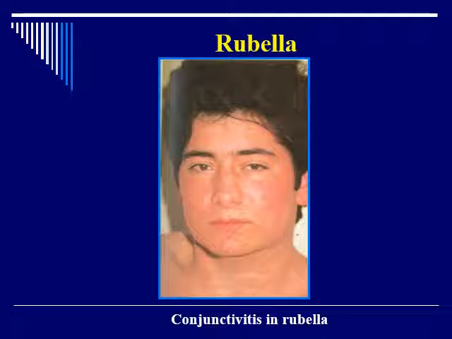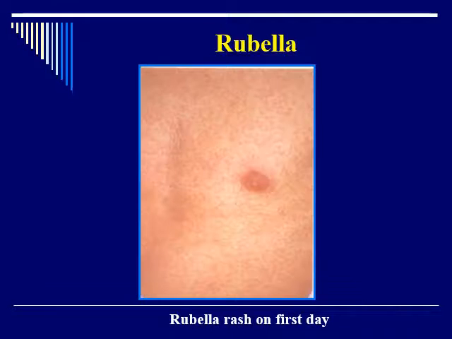It may be misdiagnosed as measles, but there is no circumoral pallor. A discrete rash of rubella on the trunk.